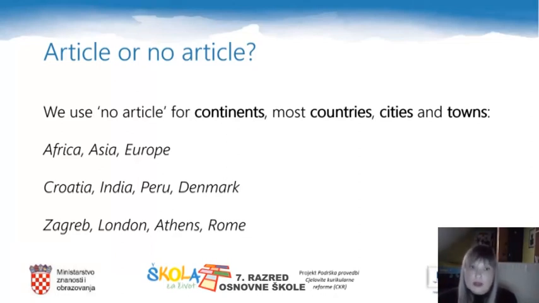We will talk about some rules and exceptions when using articles with geographical names. So to start with, we use no article for continents, most countries, cities, and towns.